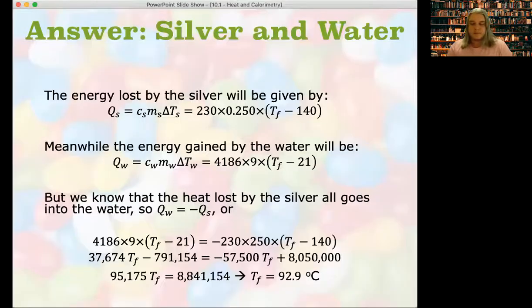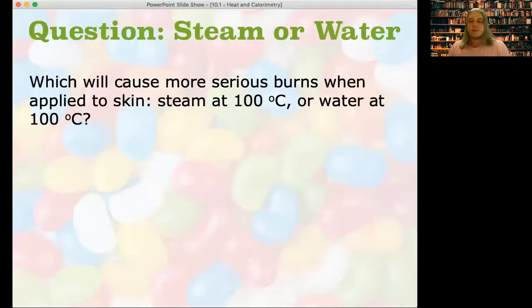All right. I've still got some more questions to go. As I said, quite a big topic. We want to cover off a lot of bases as much as we can. This question is, there's no actual calculation to do. It's more of a discussion question. Which will cause more serious burns when applied to skin? Steam at 100 degrees Celsius or water at 100 degrees Celsius?